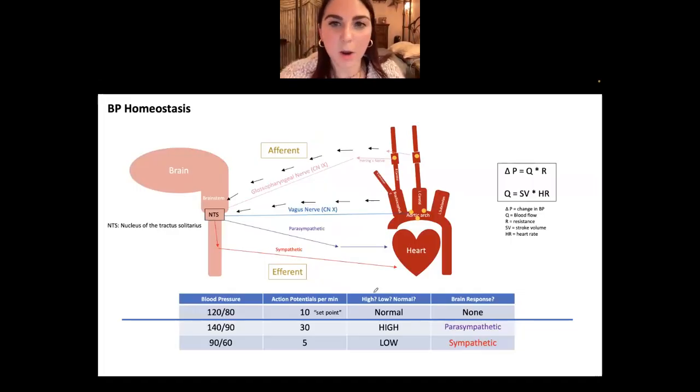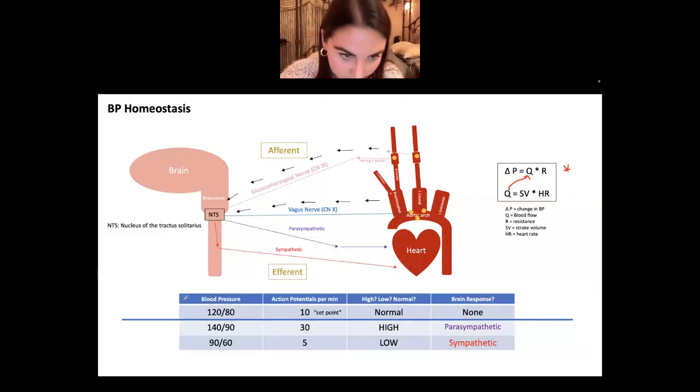To think about baroreceptors, we have to think about this equation. So yes, first year is all about equations, and they always make a comeback. If you think about it, change in pressure equals blood flow times resistance, right? And blood flow technically equals your stroke volume times your heart rate. So if you change stroke volume, heart rate, or resistance, you're going to change blood pressure. This is what your baroreceptors are super sensitive to.